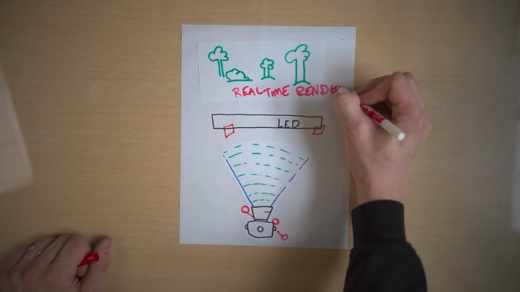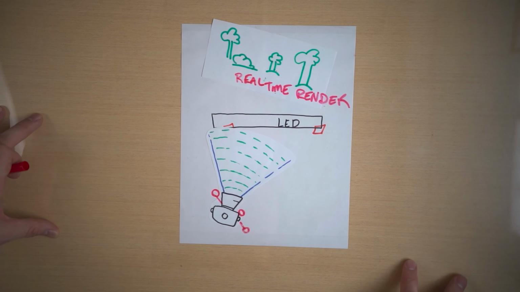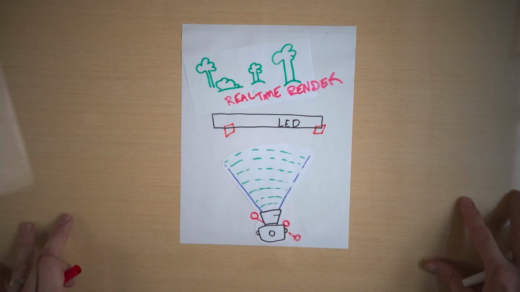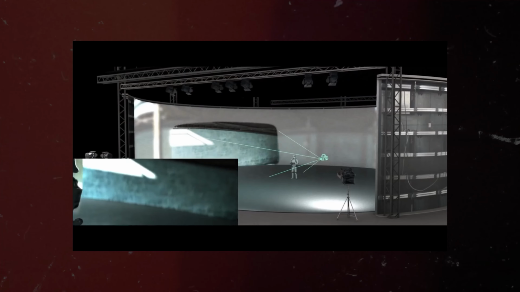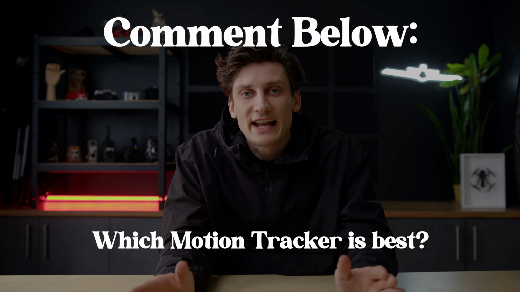Our trackers and cameras calculate the exact relative position to where the camera is located in the real world, creating an accurate parallax. It's not my job to tell you which motion trackers are the best. You can fight about that in the comments.